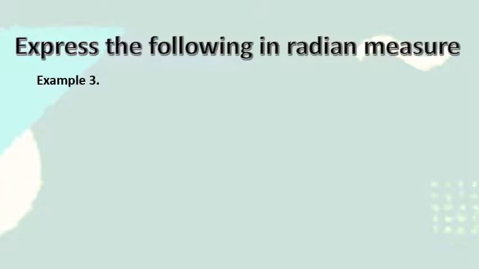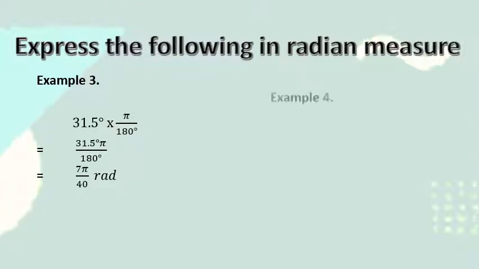Another example will be 31.5, with a decimal. Can we do that, ma'am? Yes. So for 31.5, just follow the procedure, multiply it by pi over 180. We have 31.5 times pi over 180. Use your calculator if you don't want to reduce anymore. So we have 7 over 40 pi radian.